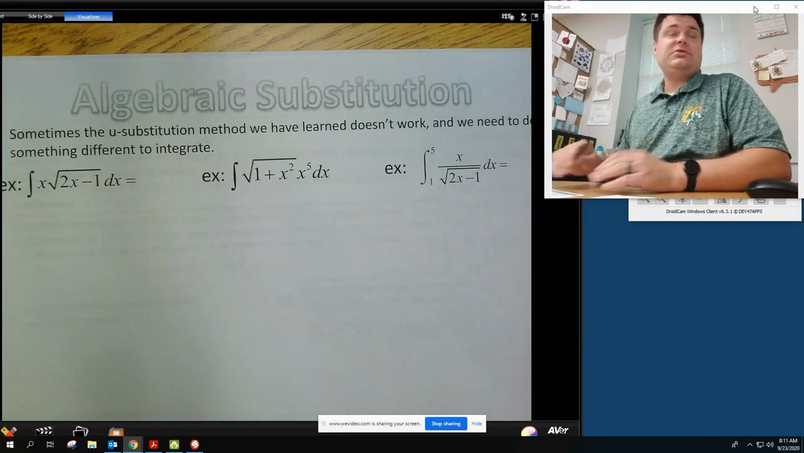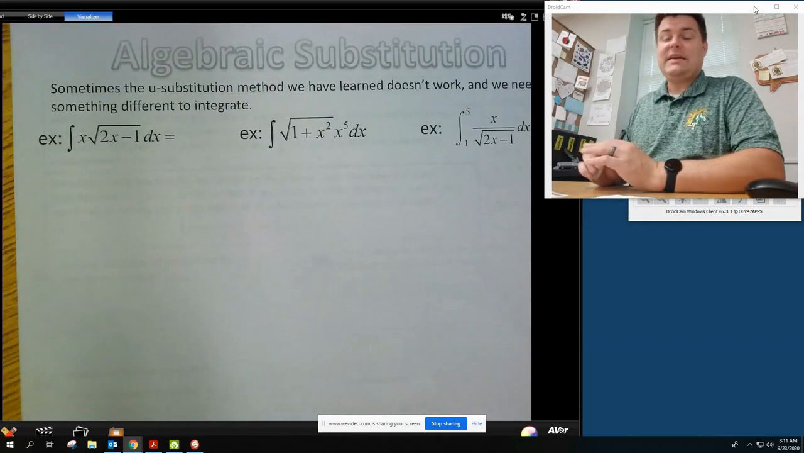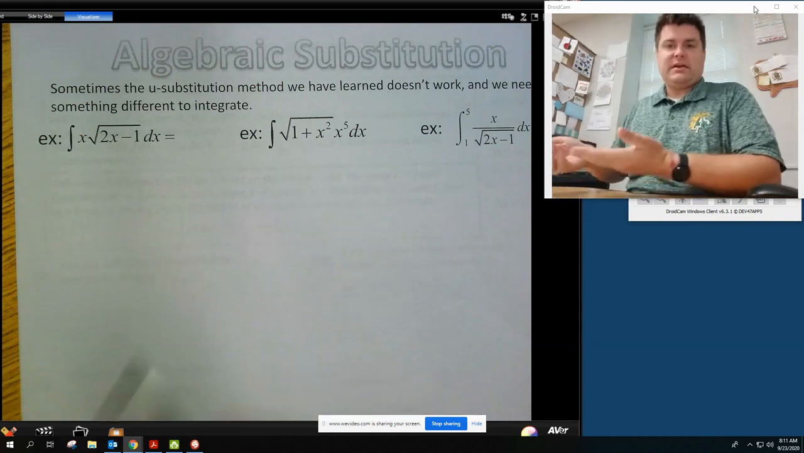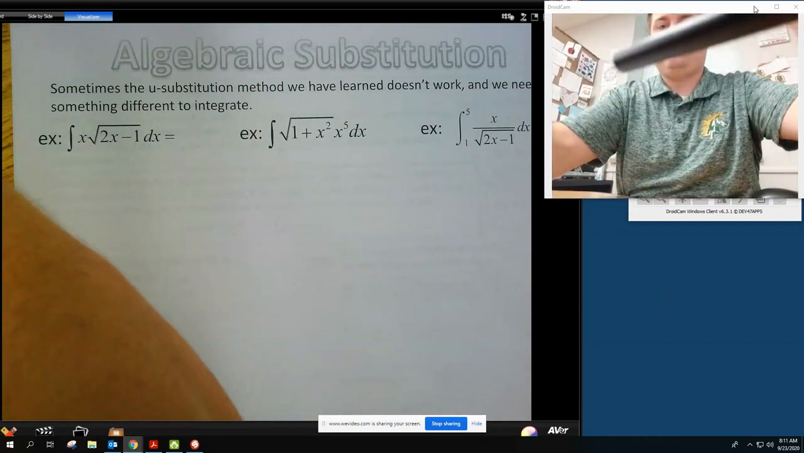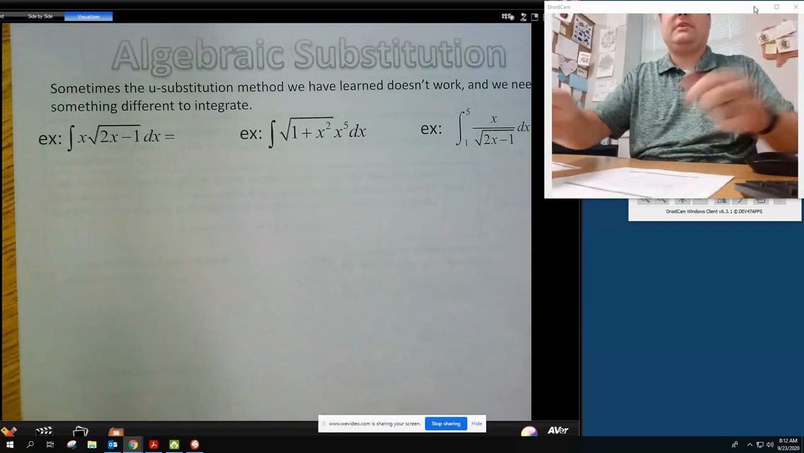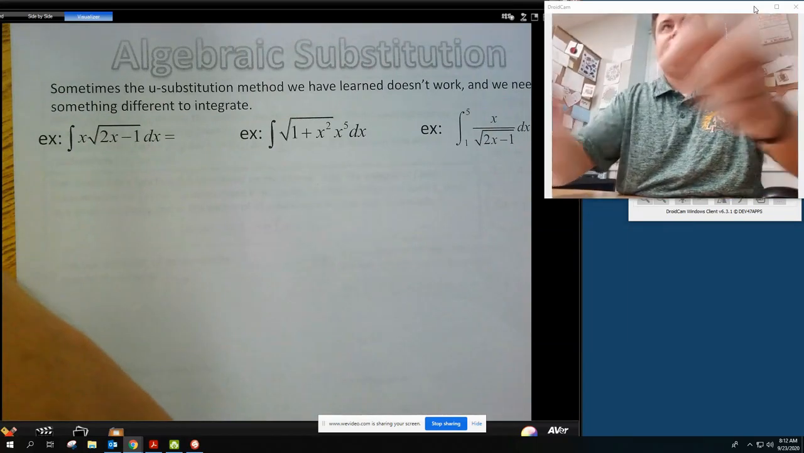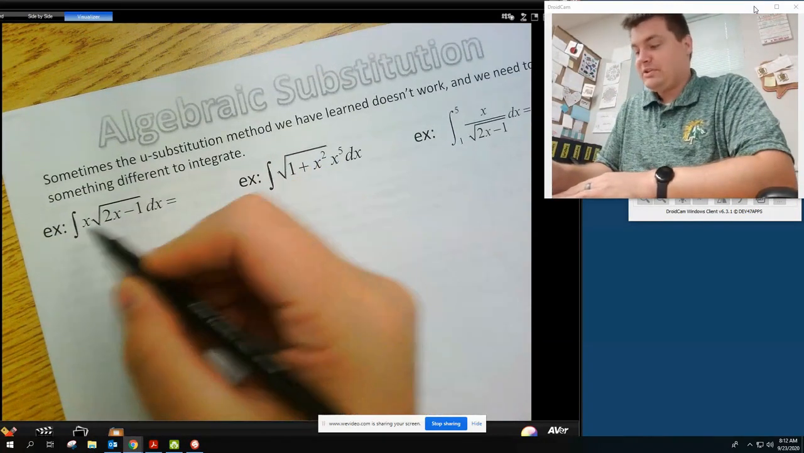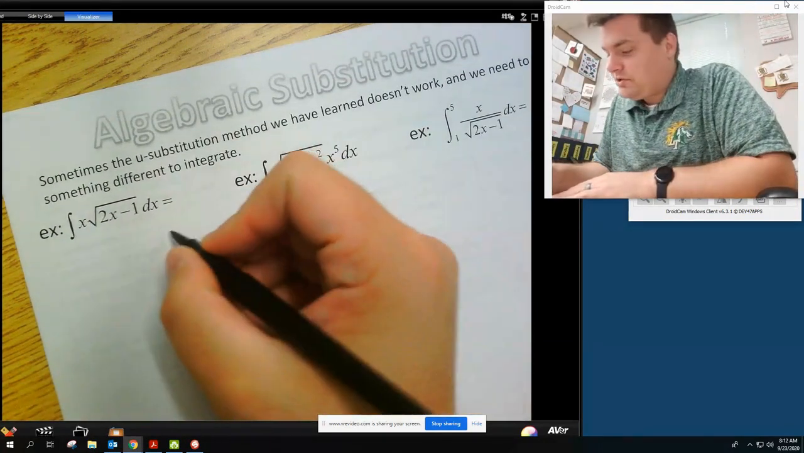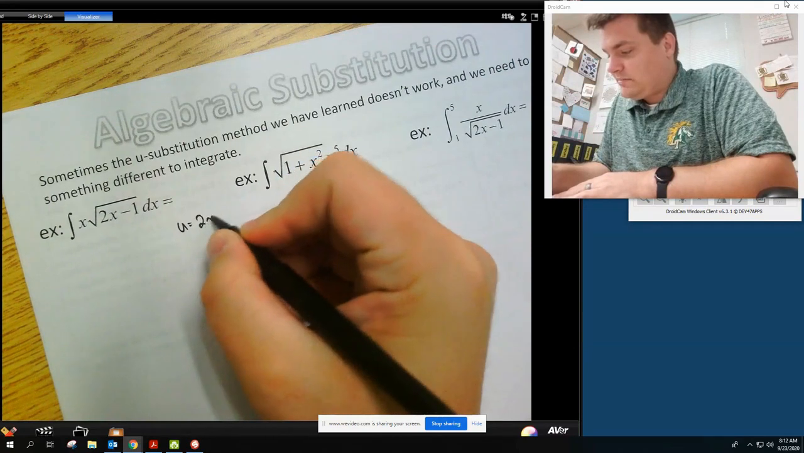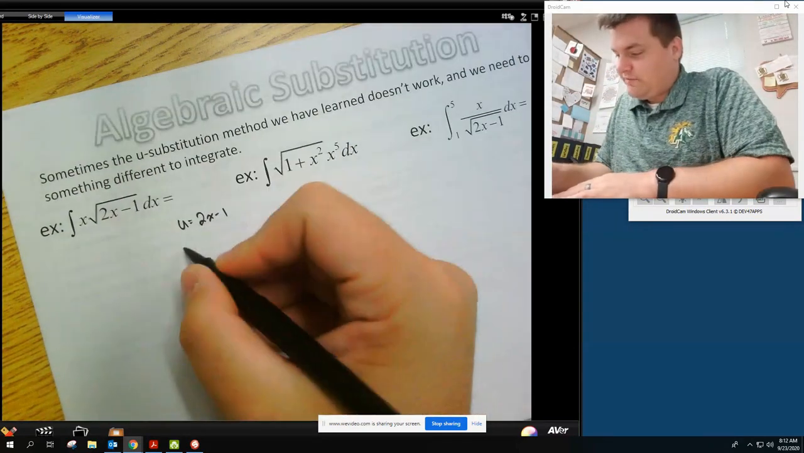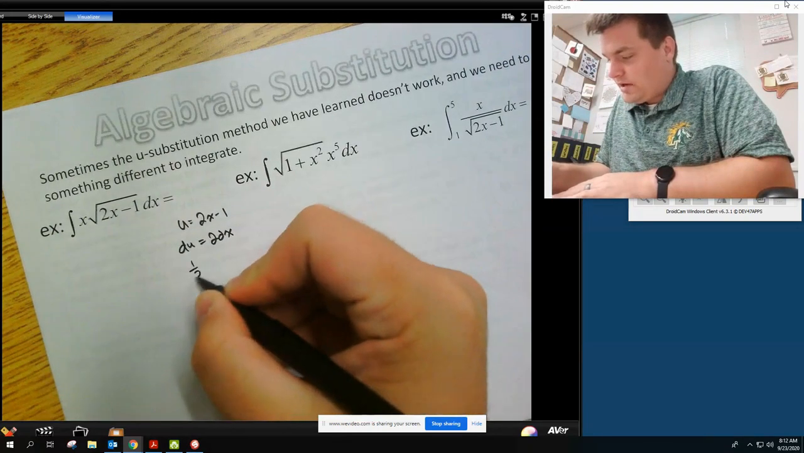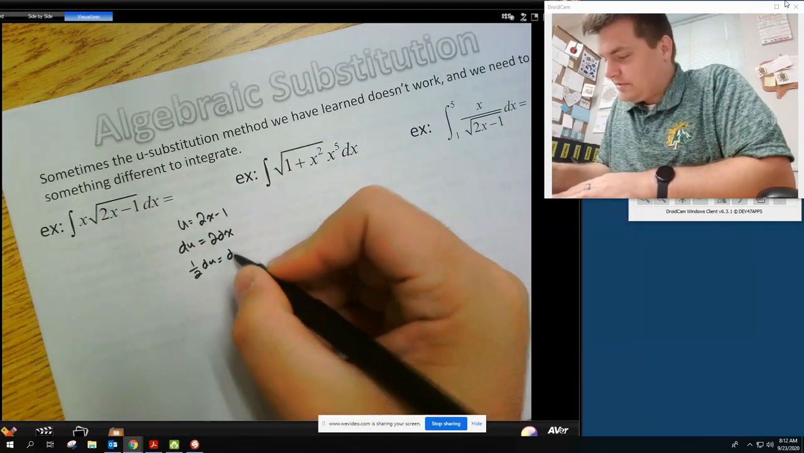So algebraic substitution is just a u-sub technique that we can use. Let me just dive into it, and I'll show you what the difference is. For this problem right here, there is no formula for me just to integrate, so I do need to do a u substitution. I'm going to let u equal 2x minus 1, which gives me du equal to 2 dx. So I get 1/2 du equals dx.